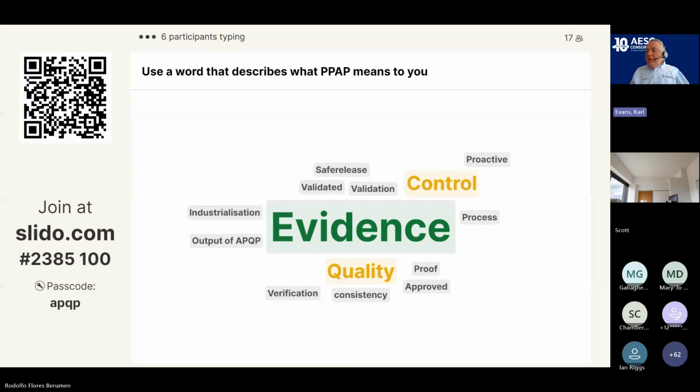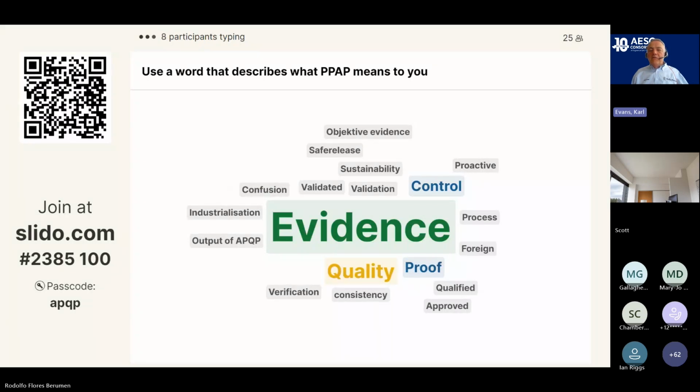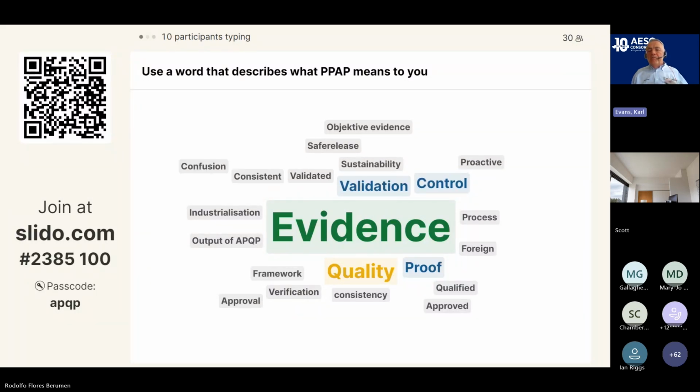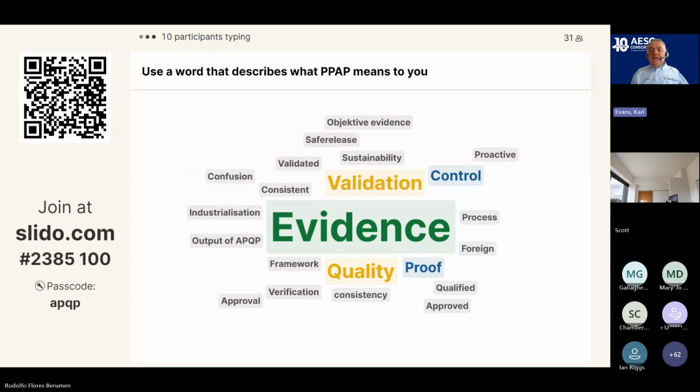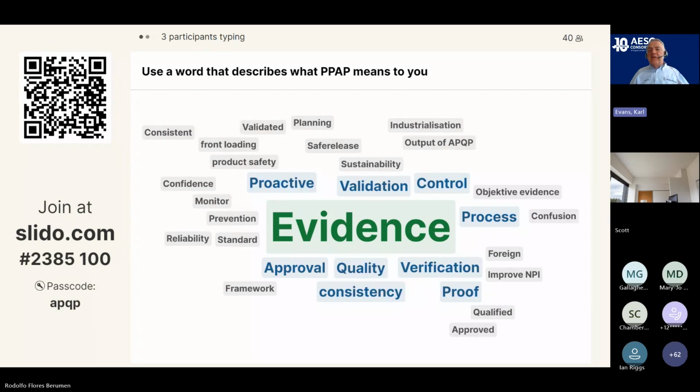I'll let this keep going. We've got a number now. We've got probably a third of you who have given a response. Come on, don't be shy. All you have to do is give one word. So we've got strong words coming through: quality, proof, evidence, control are the stronger words coming through at the moment. Anything more from yourselves? So half of you now have responded. So that's 2/3 of you.